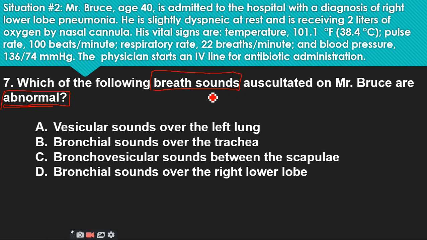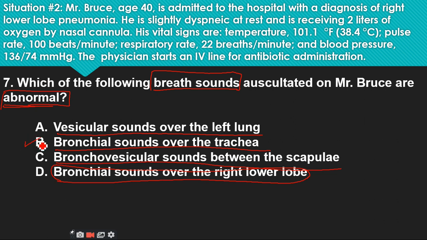Letter A, vesicular sounds heard over the left lung. Letter B, bronchial sounds over the trachea. Letter C, bronchovesicular sounds between the scapula. Or letter D, bronchial sounds over the right lower lobe. Just remember, bronchial sounds can be heard with a naked ear. When you say naked ear, it means you're not going to use any stethoscope or any device in auscultating. Therefore, that can be heard over the trachea.